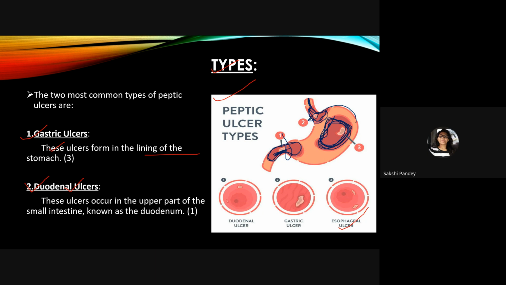Duodenal ulcer. Yes. You yourself can identify it. Actually, there is a problem with the numbering in this diagram. The first one is correct, duodenal ulcer. Second, it should be esophageal ulcer, but it is written gastric ulcer. And in third, it should be gastric ulcer, and it is written esophageal.